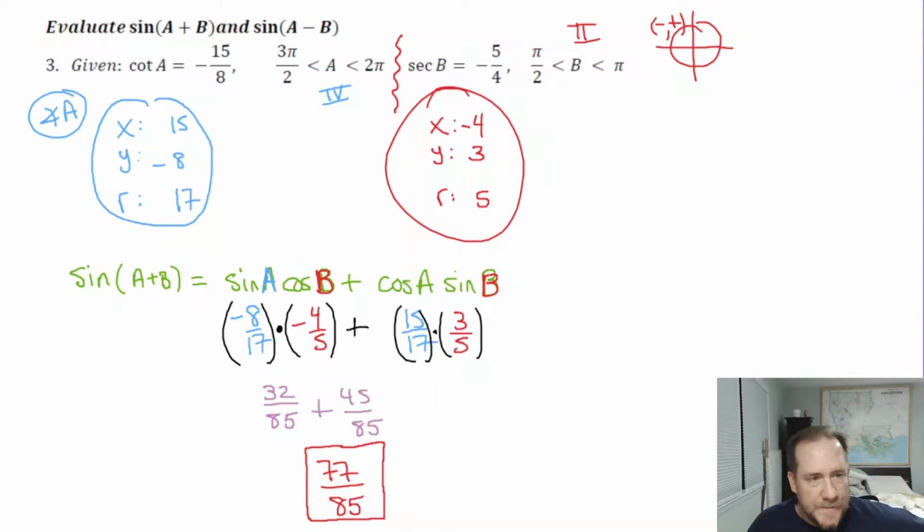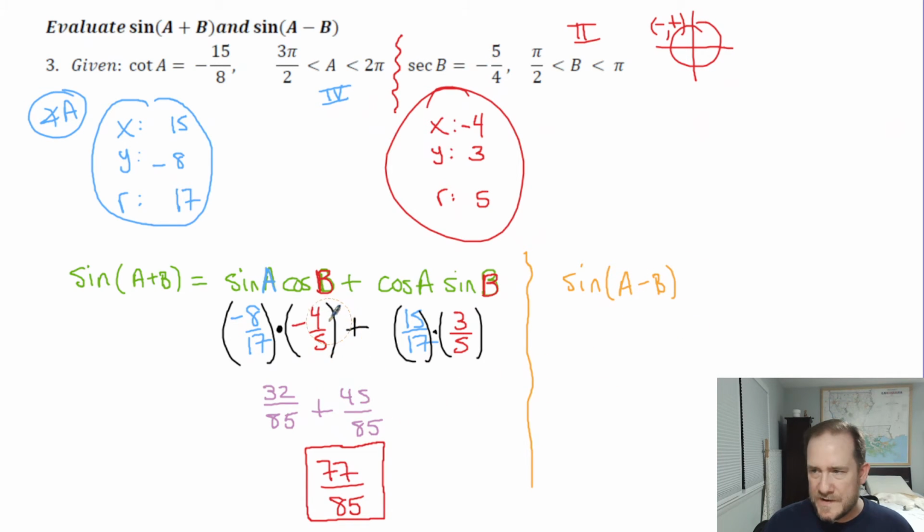All right. So what now? We are also being asked to do the sine of a difference. And we kind of talked about this already, that the only thing that changes when you're evaluating the sine of the difference, sine of A minus B, would just be this sign right here, right? Instead of a sum, it's going to be a difference, which means you're going to have 32/85 minus 45/85, which is feeling like a negative 13 to me.